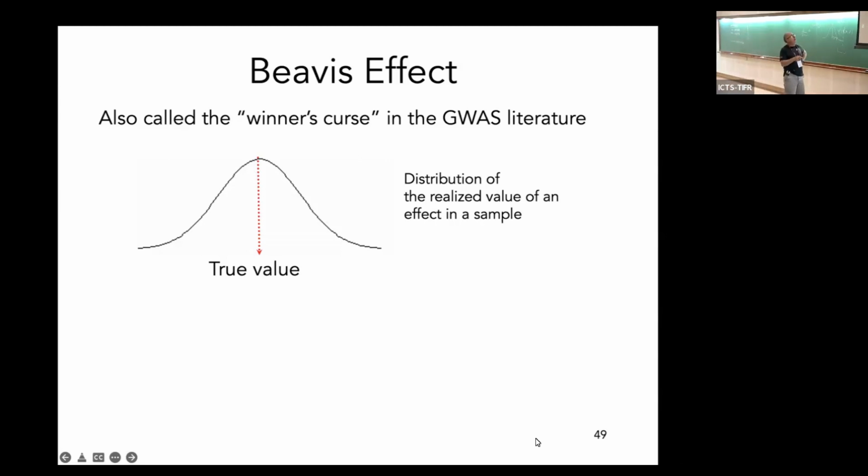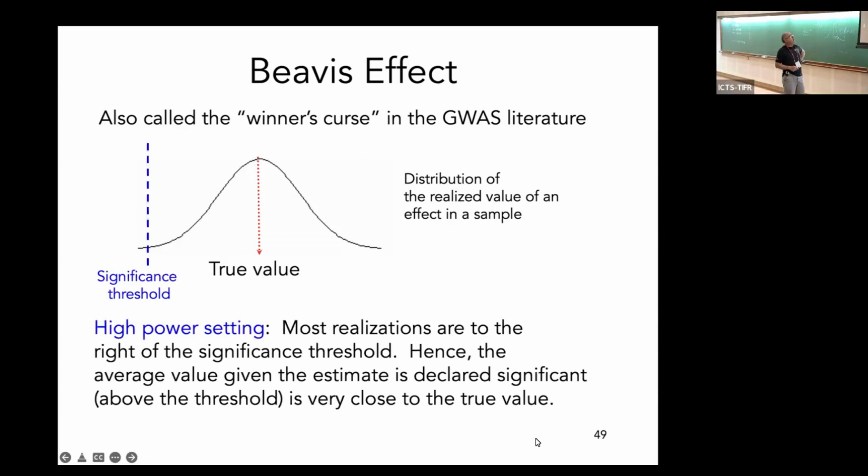So if you run them over and over and over again, and you score everything, this is the true value. Some are above it, some are below it. So if I have high power, what does that mean? High power means that's my threshold. It means almost every realization is above that. So take the mean of this distribution above that threshold, it pretty much sits on the true value. I don't have an overestimation, or if it's really, really tiny.